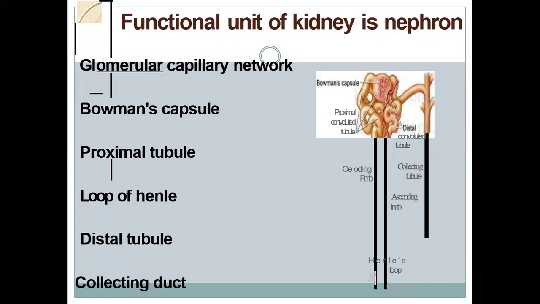Now, the functional unit of kidney is called nephron. And there are approximately 10 lakhs to 30 lakhs nephrons in each kidney. A nephron consists of glomerular capillary network, Bowman's capsule, proximal tubule, loop of Henle, distal tubule, and the collecting duct.